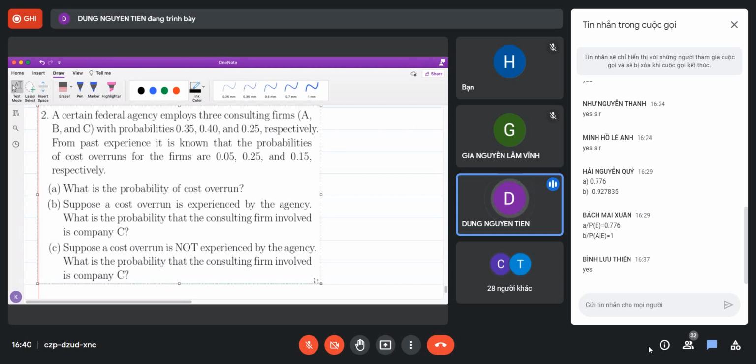All right. Then, in question C, we do a similar question, but we change a little bit. In that case, the assumption is that a cost overrun is not experienced by the agency. Can you think about that for a minute, and then I will go over the solution. All right.